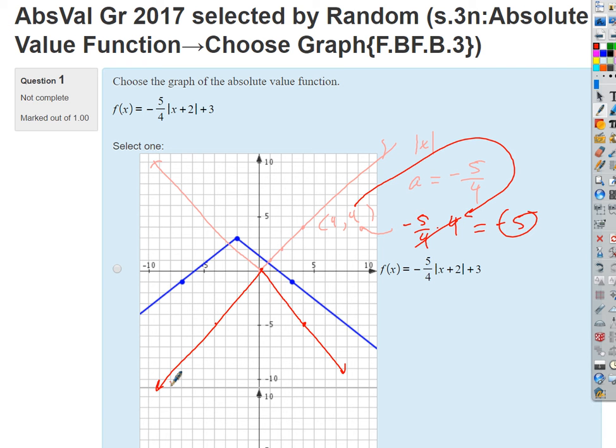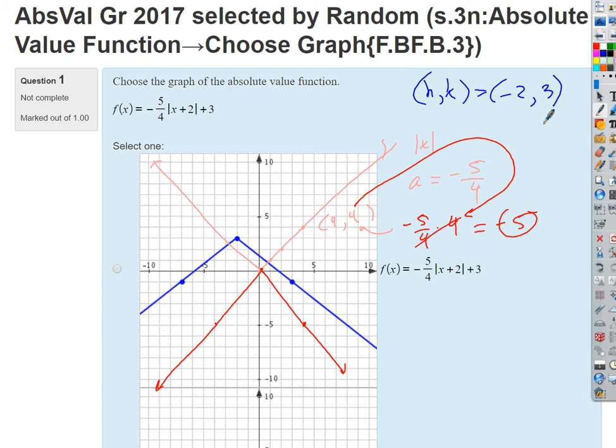But then what's the other thing I've got to do? I got to translate. So what are the values of H and K? 2. Okay, so H is -2, right? Because that's the number that's being subtracted from X, and K is +3. So we'd have to take this thing and move it backwards 2 and up by 3, right? Okay, so let's do that.